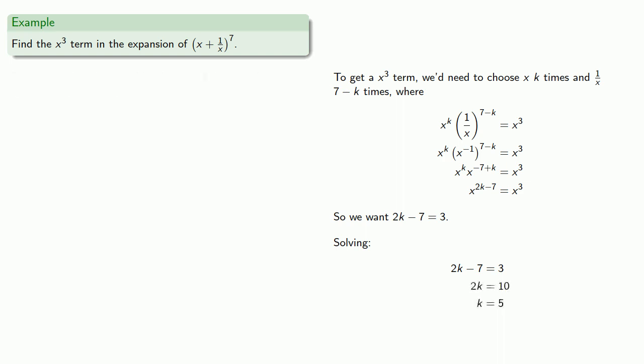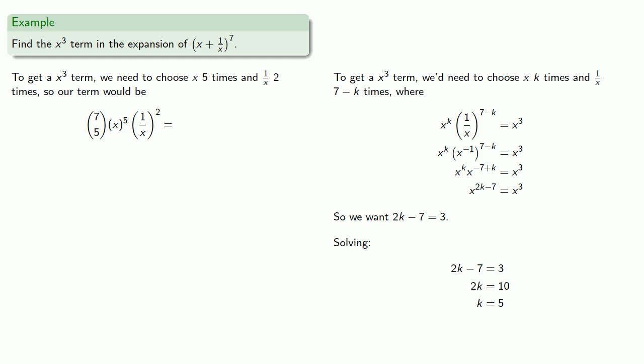And that tells us to get an x cubed term, we need to choose our x term 5 times and 1 divided by x 2 times. And so our actual term will be 7 choose 5, x chosen 5 times, and 1 divided by x chosen 2 times. And we can expand and simplify, which gets us our x cubed term.